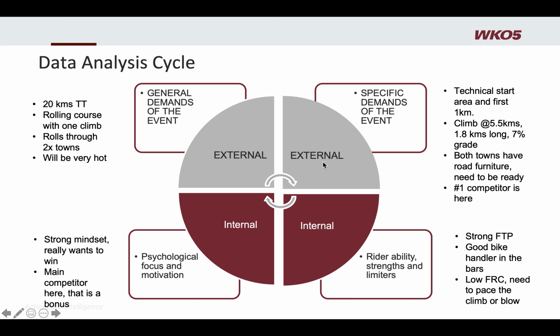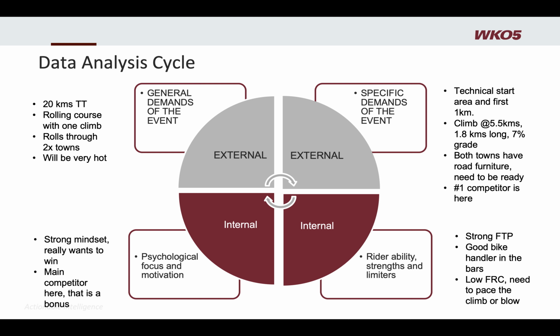So remember at the core, we have the external factors, which are the general demands of the events. We have the external factors of the specific demands of the event. Internally, as we begin to look at the rider, we have the rider's ability, strength, and limiters. And as I said, even though there's no chart for it, as we begin to use all this subjective data, which I think is really exciting, we get a better focus on the psychological focus and motivation of the athlete.